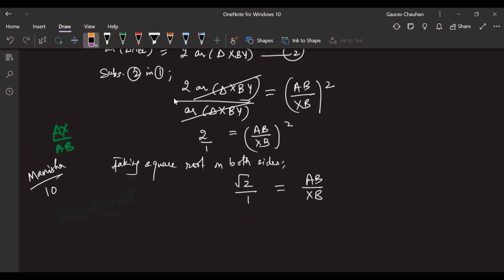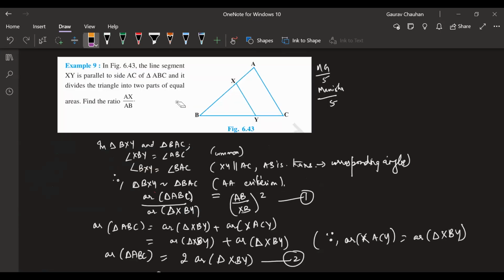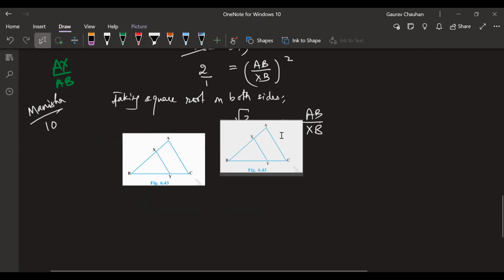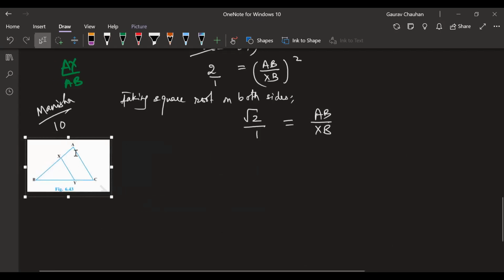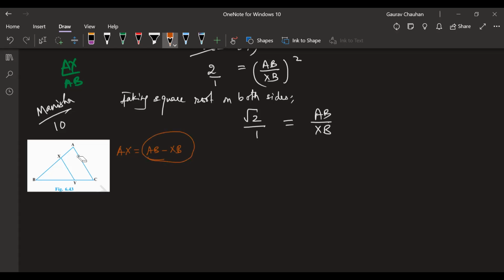Just bringing this diagram back to your attention. Let me quickly copy this diagram and put it here so that it's clear in front of us. Now I know one thing, that AX is equal to AB minus XB. So somehow I have to get AB minus XB somewhere. But I cannot lose AB also. It's something which is not natural, but let's figure this out.